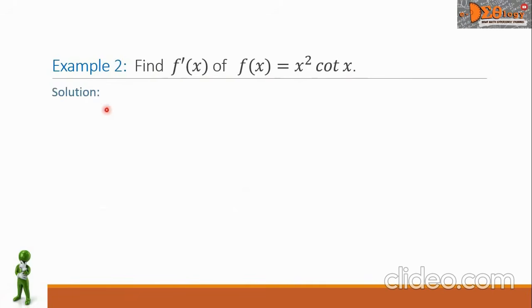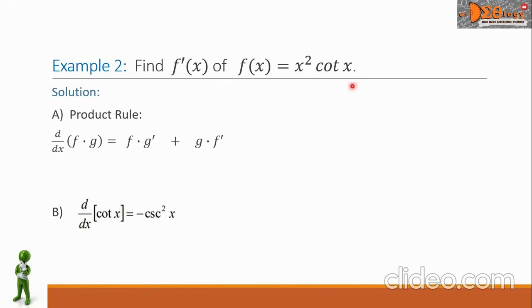For our solution, let us observe that our function here is a product of two functions. The first function is x squared. The second function is cotangent x. So we are going to use two formulas here. The first is the product rule. So we write here d over dx of the product f times g. This is equal to f times g prime plus g times f prime.